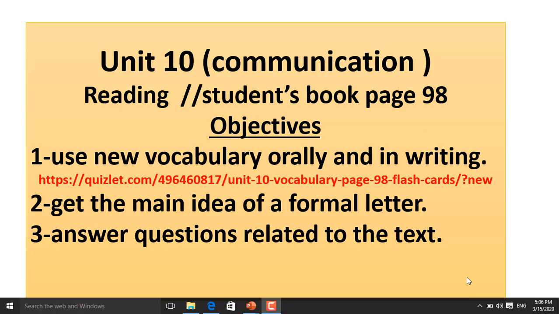Communication. So go to page 98, student's book, reading. Our objectives today: 1. Using new vocabulary orally and in writing. As you see here, there is a link in red. You can practice vocabulary through it. 2. Give the main idea of a formal letter. 3. Answer questions related to the text.